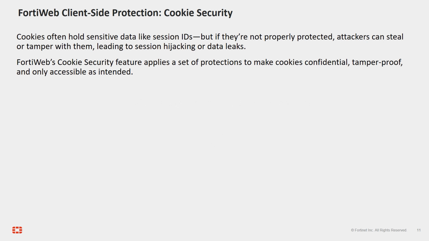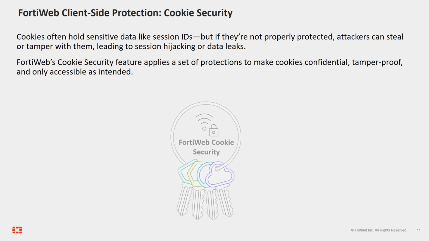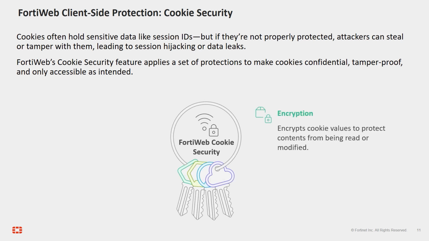Cookies often hold sensitive data like session IDs, but if they're not properly protected, attackers can steal or tamper with them, leading to session hijacking or data leaks. FortiWeb's cookie security feature helps prevent this. It automatically applies a set of protections to make cookies confidential, tamper-proof, and only accessible as intended. Here's what it does. It encrypts cookie values so attackers can't read or modify them.